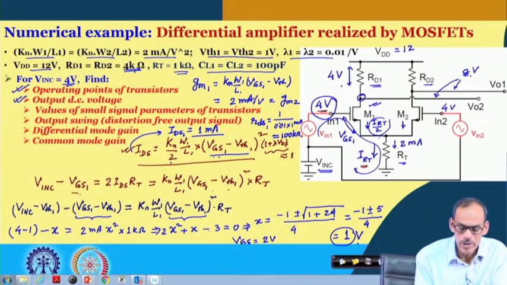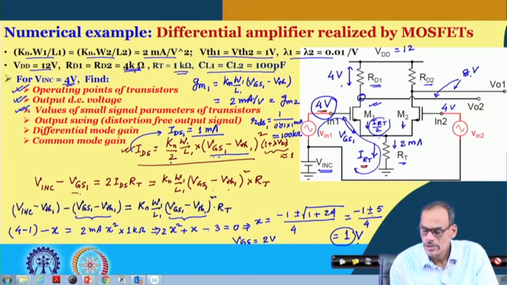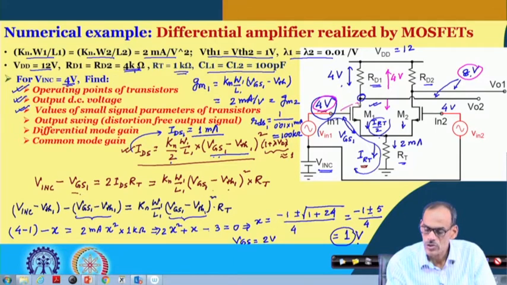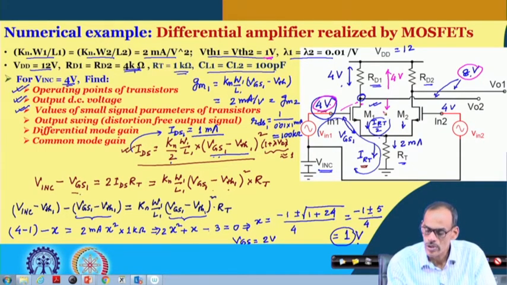So, that is how we obtain the small signal parameter of the transistors. And swing wise, if we have 8 volt DC, and then on the positive side we have 4 volt swing. On the negative side, if the gate voltage is 4 volt and threshold voltage is 1 volt, the minimum voltage at the drain is 4 minus 1, that is 3 volt. So, the lower limit is 3 volt.